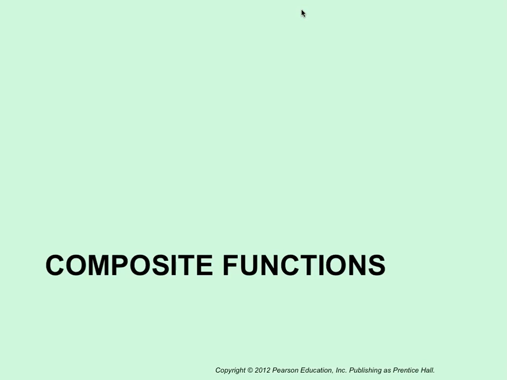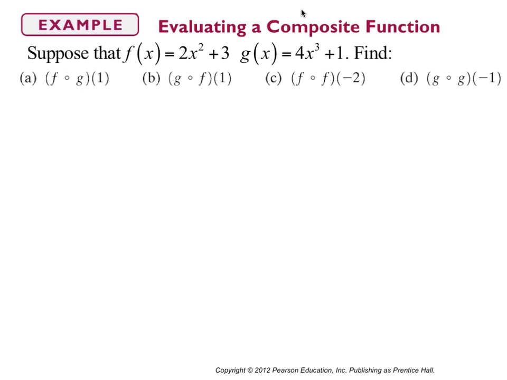Okay, let's take a look at composite functions. So let's suppose that we have two functions here. We have f of x equals 2x squared plus 3, and we have g of x equals 4x cubed plus 1. And what we want to do is evaluate several different composite functions. So for part A, I want to find f of g of 1. So that means that I want to take g of 1, which is on the inside, and I want to plug it into f.